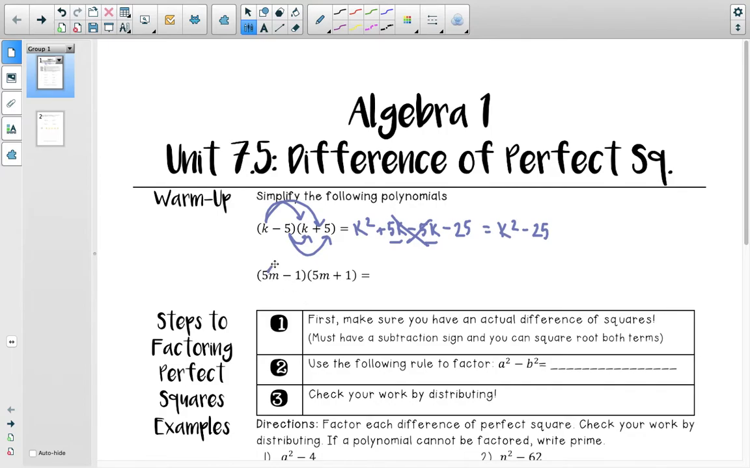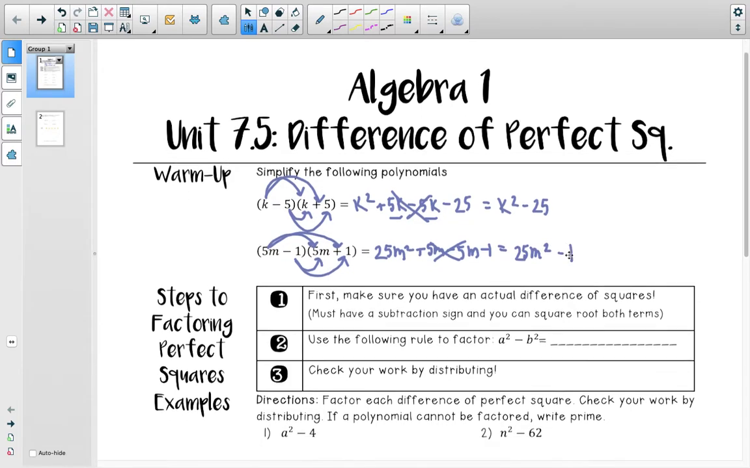So same concept. We're going to take the 5m times the 5m. 5 times 5 is 25. M times m is m squared. And then you're going to take the 5m times the 1, which is going to get you 5m. And then the negative 1 times the 5m, it's going to do negative 5m. And then negative 1 times 1, which is negative 1. The next step is to collect like terms, and they do end up canceling right here, leaving you with 25m squared minus 1.